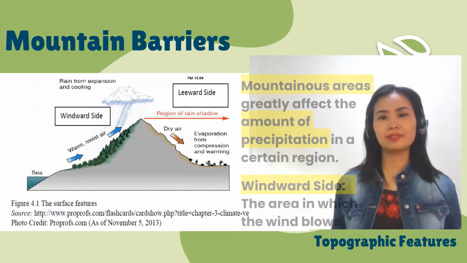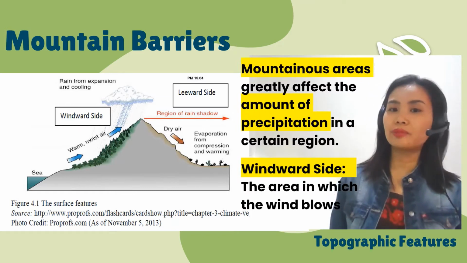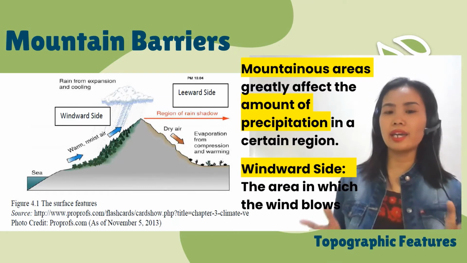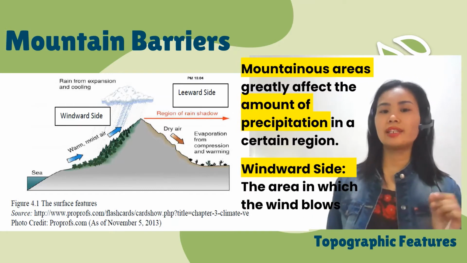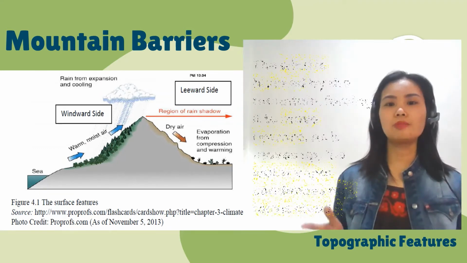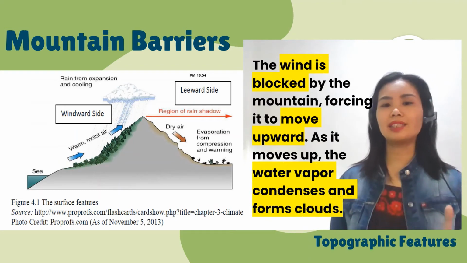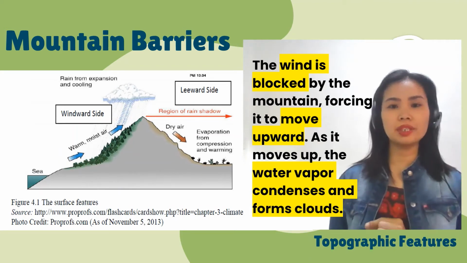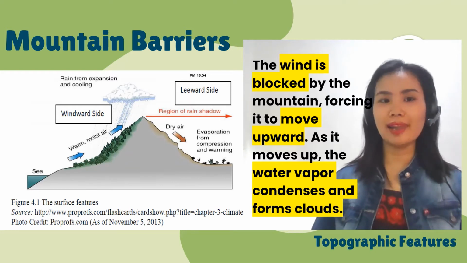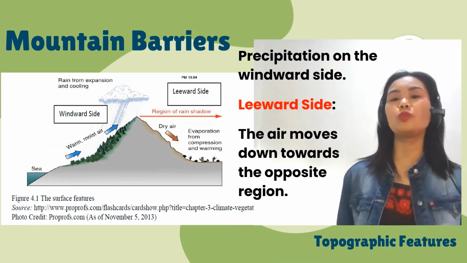Mountainous areas greatly affect the amount of precipitation in a certain region. The area in which the wind blows is called the windward side. The wind is blocked by the mountain, forcing it to move upward. As it moves up, the water vapor condenses and forms clouds. This will result in precipitation on the windward side.